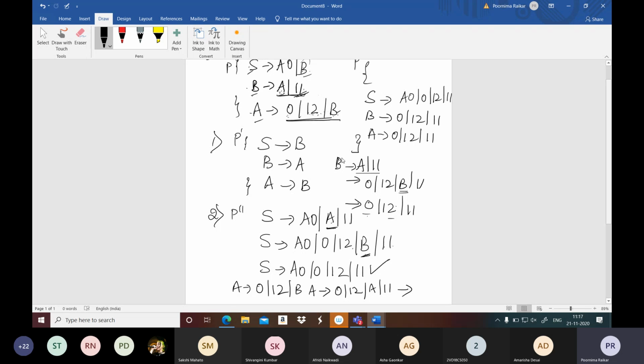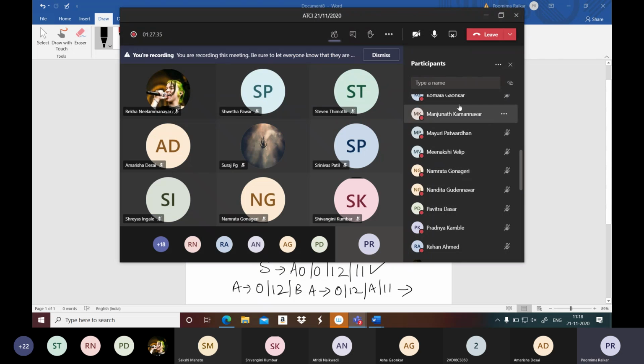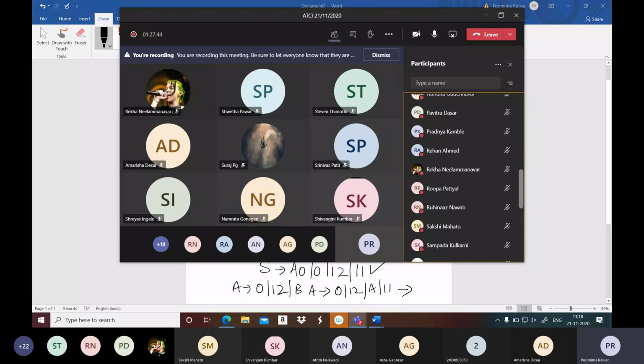Is this clear for everybody? Is this clear? Anybody of you can answer. Is this clear? Anybody of you can answer me. Is this clear? Sampada, tell me, is this clear?